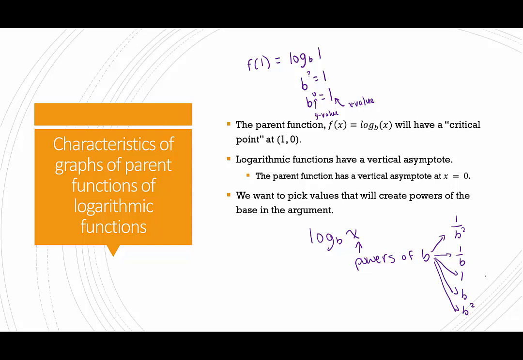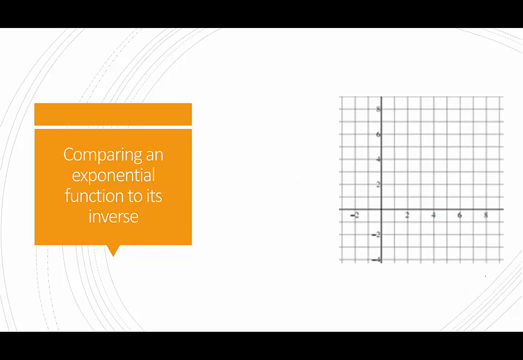One more thing before we look at an example. I know you're on the edge of your seat right now. Let's compare an exponential function to its inverse, which is the logarithmic function. So let's just do the example. We'll use base 2. Our exponential function, using b as 2, is f of x is equal to 2 to the x.